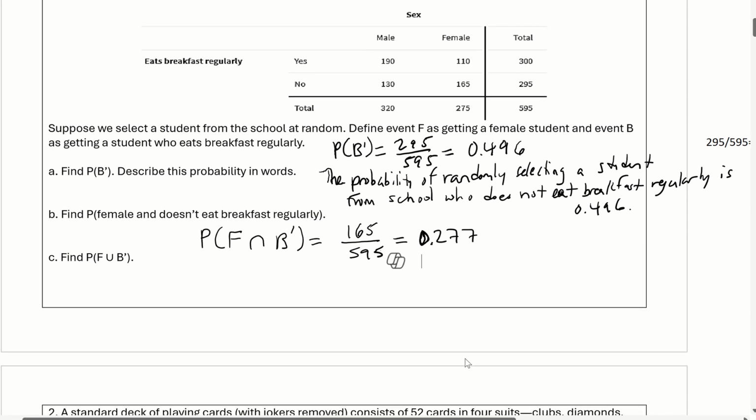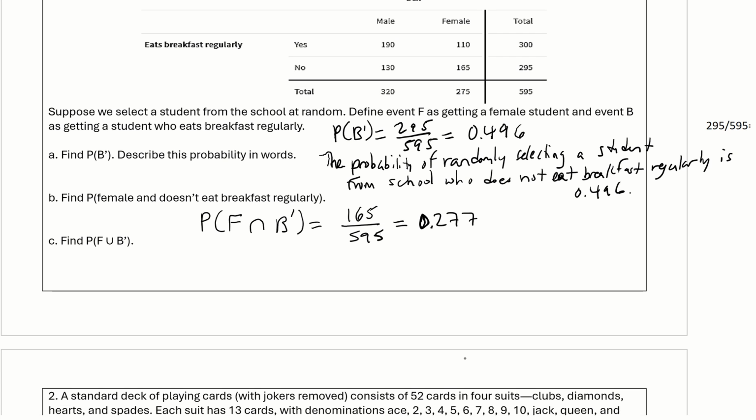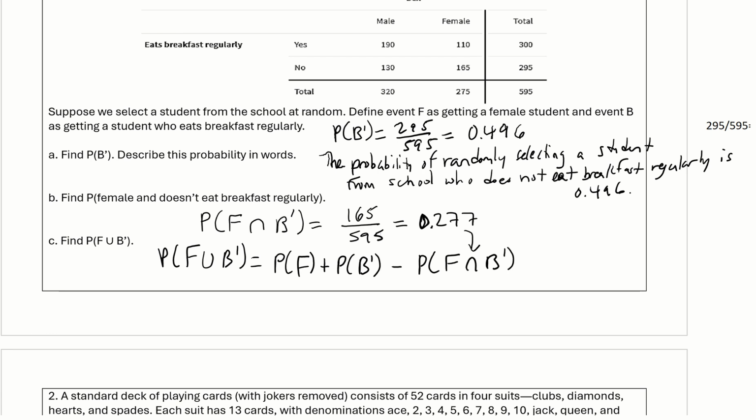All right, now we want to find the probability of female or non-breakfast eater. Remember, in order to do this, you need to use the general addition rule. It's the probability of females plus the probability of non-breakfast eaters minus the probability of both. We just found the probability of both, so we don't have to do that again. We also just found the probability of non-breakfast eaters, so I can use that. For the probability of female, how many females are there? There's 275 females out of 595.